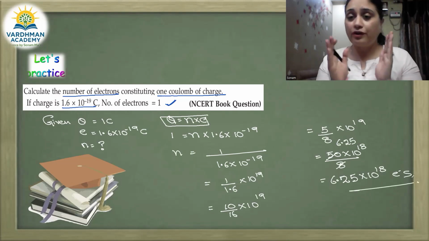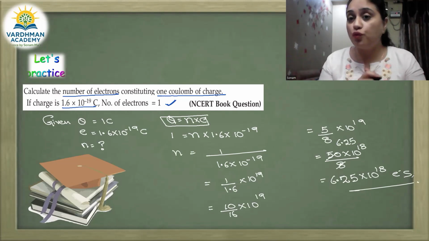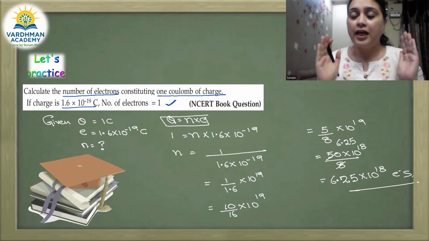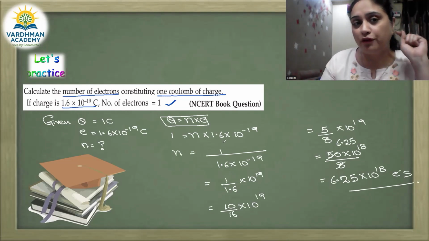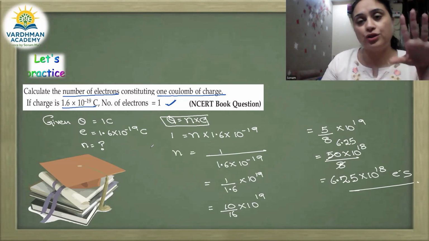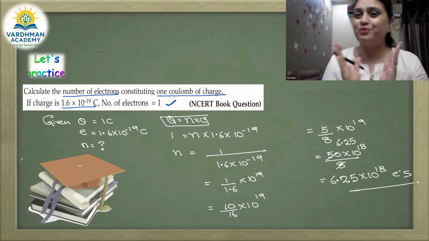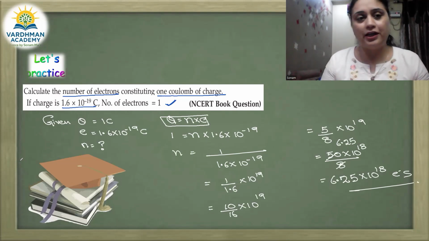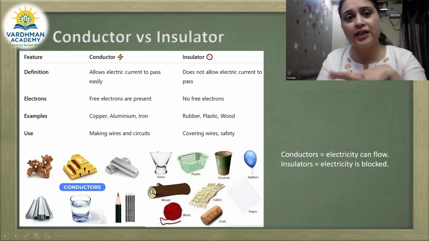Right, children? So if you're taking 1 coulomb of charge, it is having 6.25 into 10 raised to the power 18 electrons. So this is how you can also count the number of electrons when the charge is given to you. अब 2 coulombs में find out करना है, so multiply it with 2. 3 coulombs में find out करना है, so multiply with 3. So similarly, you can find out. So let's move ahead to the next topic.